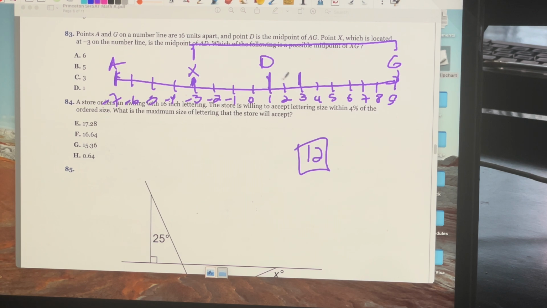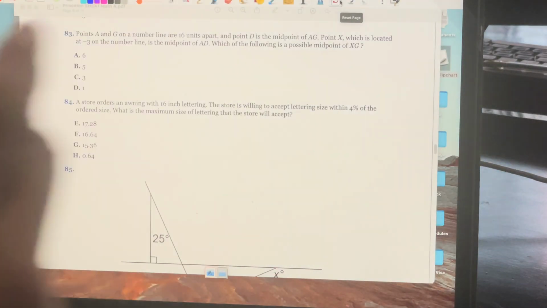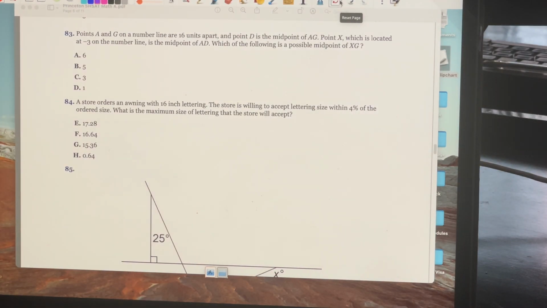Right, 6 units, right here, 6 units. And 83 is C. There you go. Number 3, this on the number line is the halfway point between point X and G. Perfect example for a great question about how you should draw it out so you can visualize it.